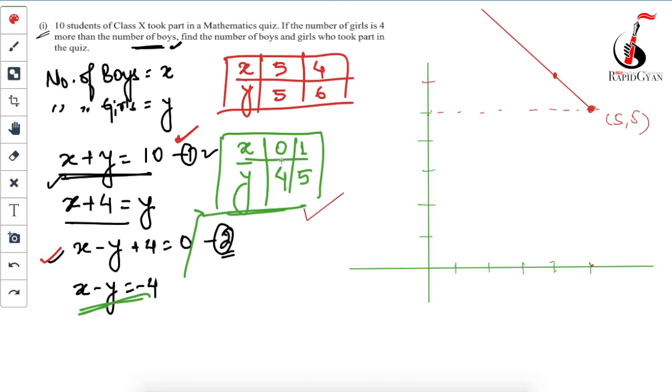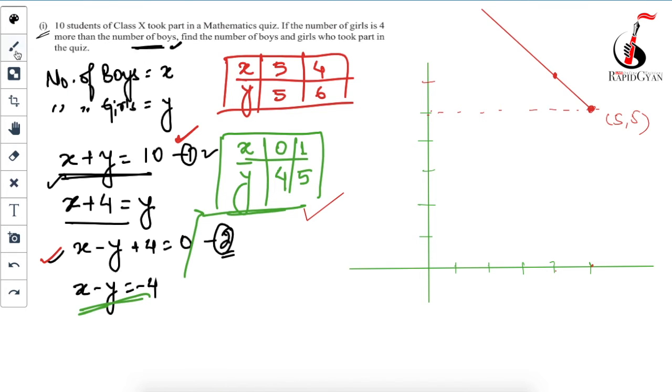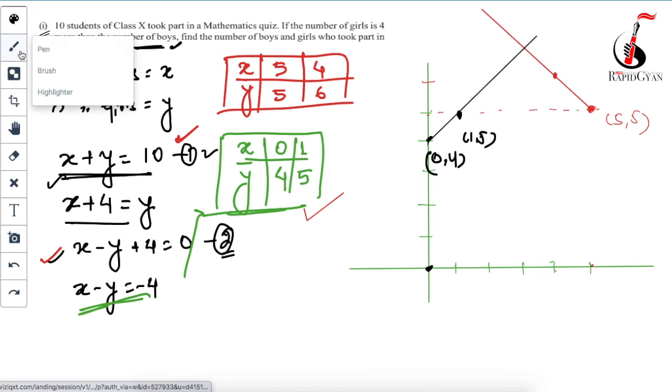Second one is your x y 0 4 1 5. So x is 0, y is 4, so 1 2 3 4, so this point is your 0 comma 4. Next is your 1 comma 5, this is 1, this is 5, so this point is going to be your 1 comma 5. So let's draw this. If I'm going to draw this, I will get something like this, correct?